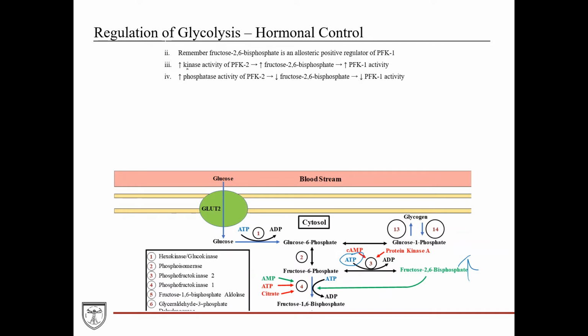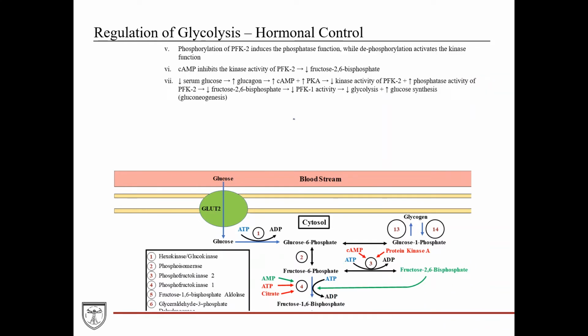So, to summarize here, if you increase the kinase activity of PFK2, you'll increase levels of fructose 2,6-bisphosphate, which will then come over here and activate PFK1 and increase the activity of that, thus increasing eventual ATP production. On the flip side, if you go this way, you're going to decrease levels of fructose 2,6-bisphosphate, and then that's going to decrease PFK1 activity, decreasing glycolysis.